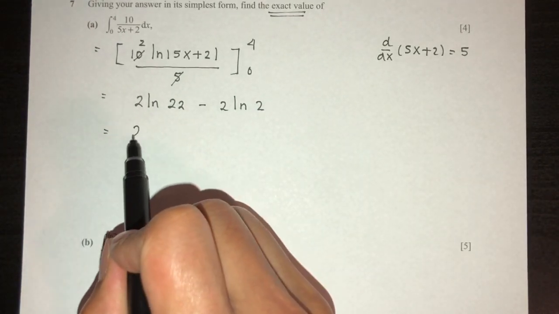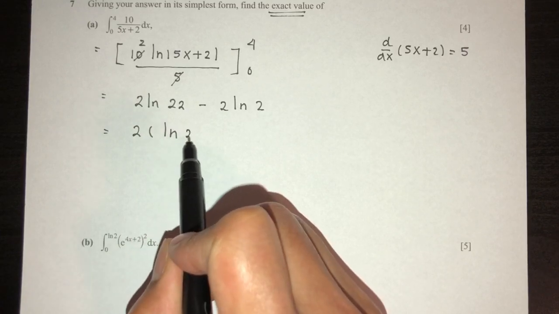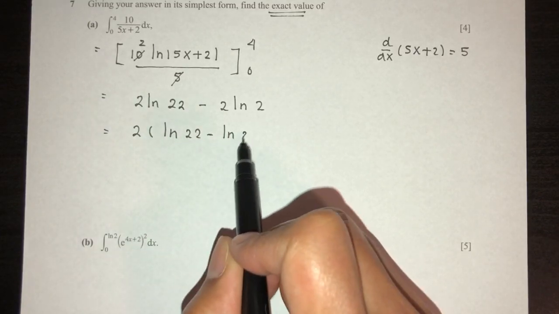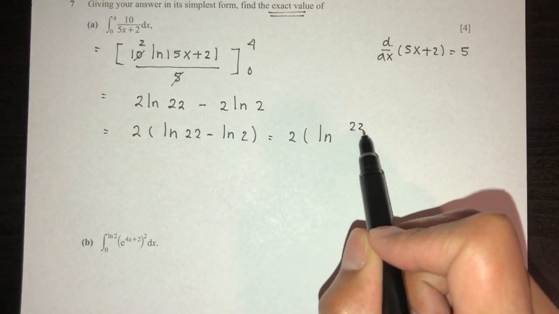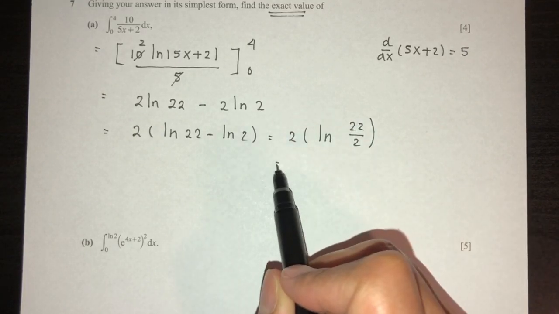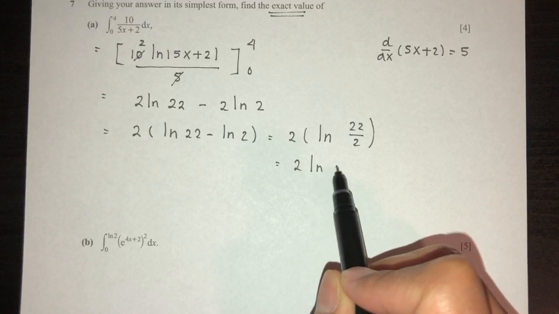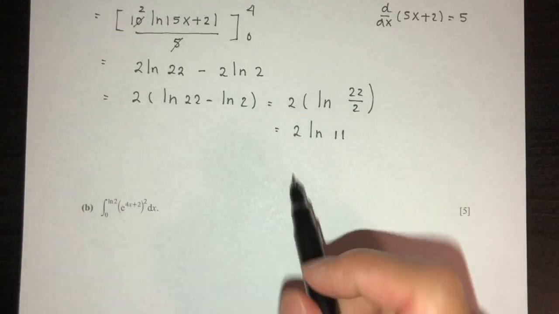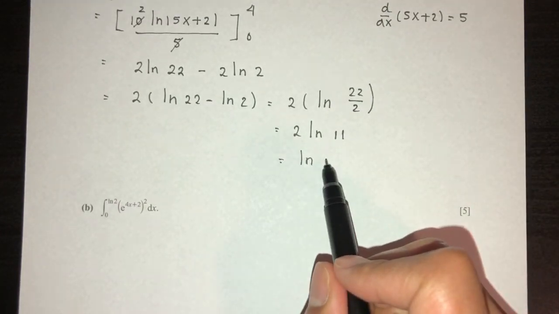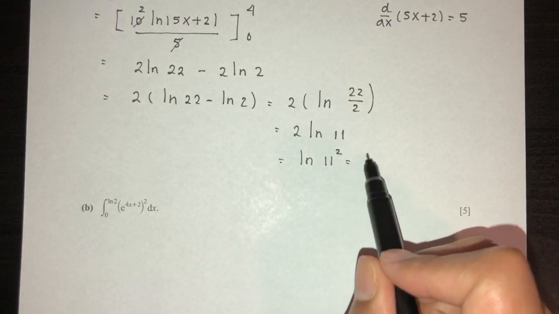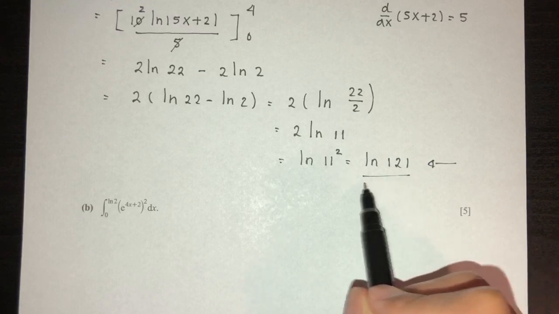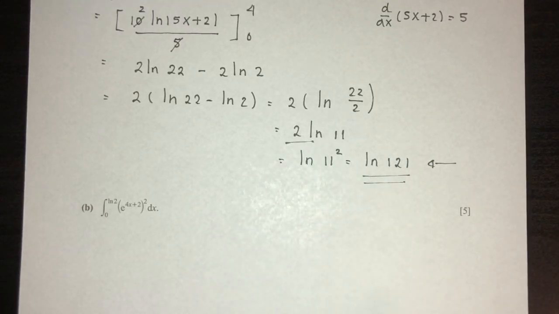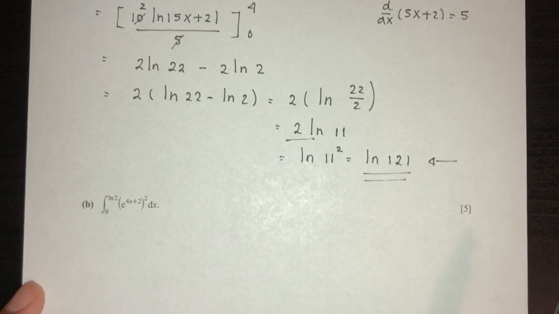Now we can take the 2 outside. You will have ln 22 minus ln 2. That will be ln 22 divided by 2, ln 11. So that will be ln 11 squared, which is ln 121. It can be this or this as your answer for this question.